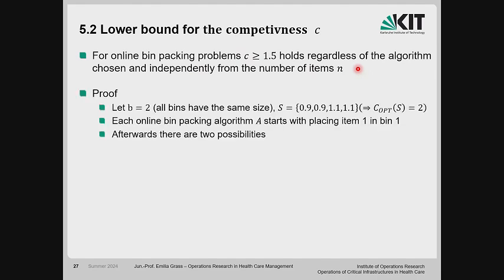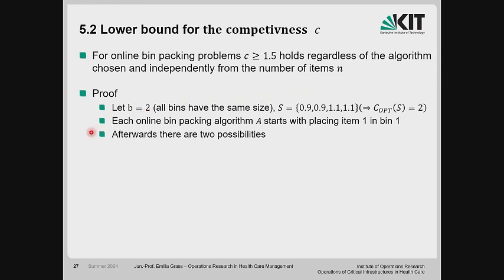And here's a proof based on a numerical example. So let's assume we have a bin with a capacity of 2, and we have a request sequence of 0.9, 0.9, 1.1, and 1.1. We know again that the optimal solution would be to open 2 bins. This one and this one together is exactly 2, and this one and this one would be 2. So the optimal solution would be to open 2 bins, or to open 2 operating rooms.